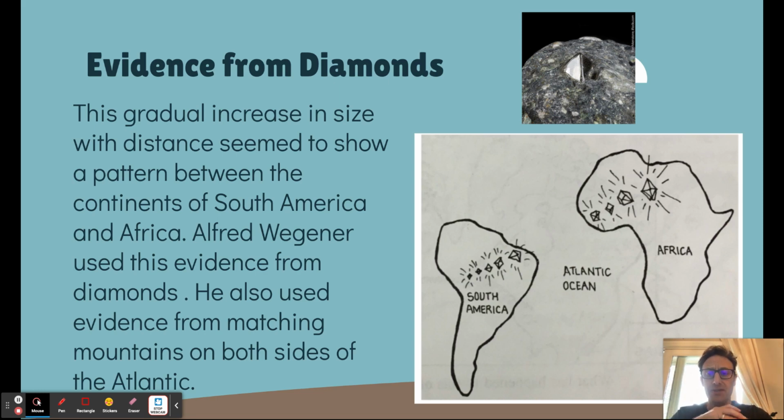Alfred Wegener used this evidence from diamonds. He also used evidence from the matching mountains on both sides of the Atlantic.